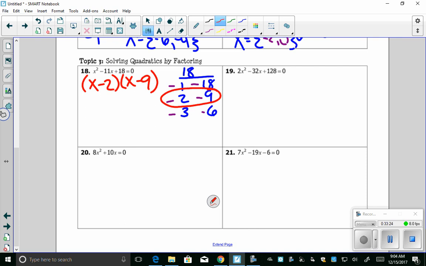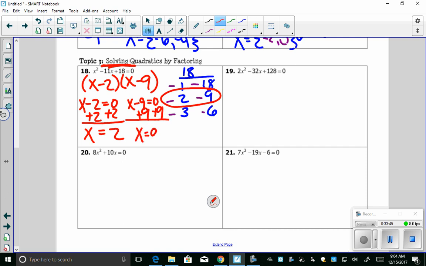That's just factoring. The solving part is where we say x minus 2 equals 0 and x minus 9 equals 0. Solve for x. Add 2 to both sides. X equals 2. Add 9 to both sides. X equals 9. So my final answer is x equals 2, 9. That is my final answer.